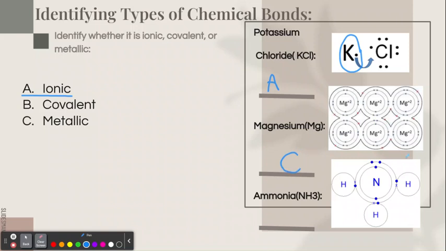Lastly, we have ammonia, and obviously there's one more option, but we're going to explain this. So here you can see these are sharing those electrons, which means they are covalently bonding. So that's going to be B.